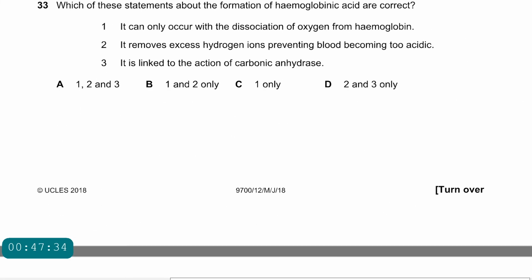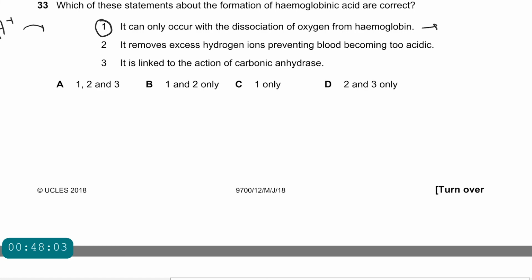Question number 33. Which of these statements about the formation of haemoglobinic acid are correct? Number 1. It can only occur with the dissociation of oxygen from hemoglobin. This is correct because haemoglobinic acid occurs because of the formation of H+ ions. When H+ ions bind to hemoglobin, now hemoglobin has a much lower affinity for oxygen and then it releases oxygen. Therefore, the correct answer is A.